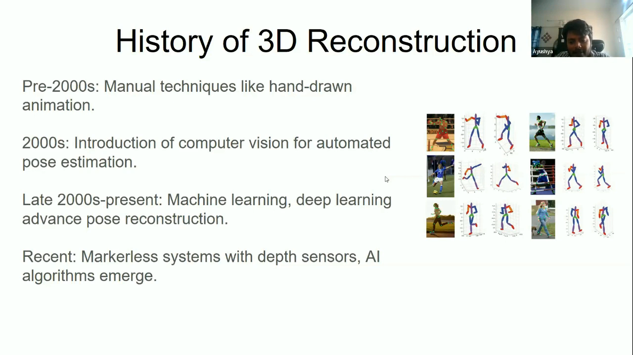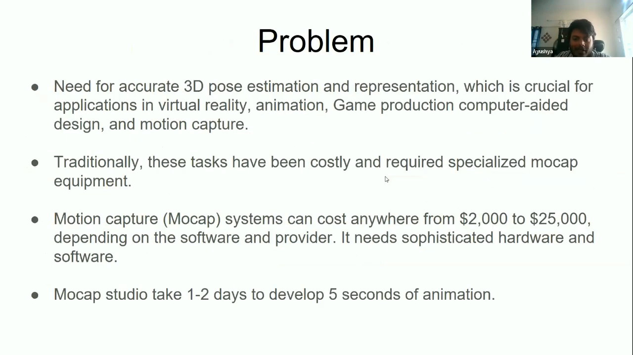And recently, in the 3D reconstruction field, people are using markerless systems with depth sensors and AI in the pipeline with 3D pose detection. Now, what is the problem that this paper is aiming to solve, or what is the problem that we have identified? While having all these terms working individually, there is a need for accurate 3D pose estimation and representation. And this is very crucial for applications in virtual reality, animation, game production, computer aided design, and various other places.